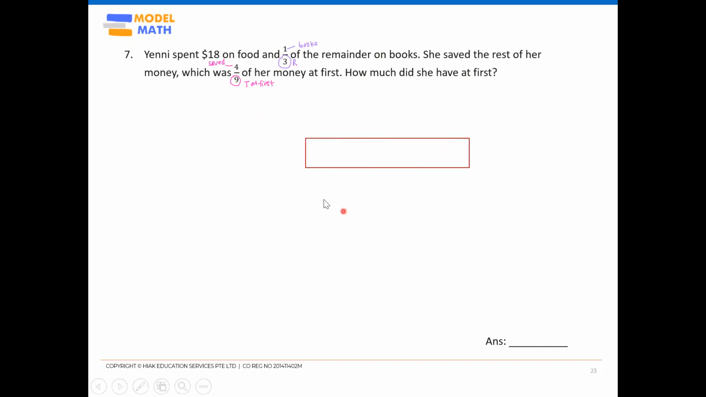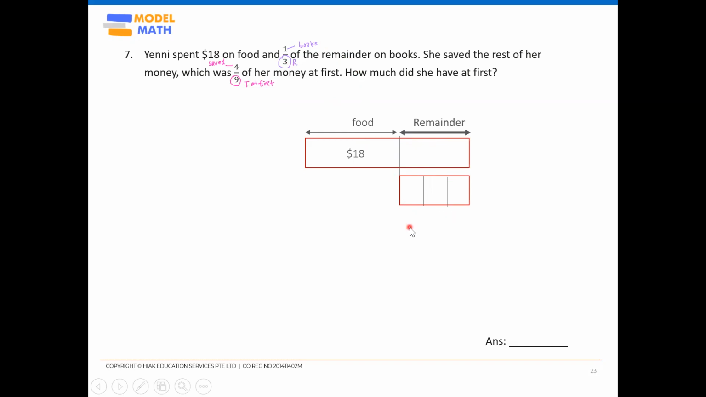So this is our total at first. Now, she spent $18 on food, so park $18 aside first. And she spent 1/3 of the remainder, so please identify the remainder first. The remainder will be this portion. We can proceed to redraw the remainder down, and this time we can cut the remainder into 3 equal parts based on our fraction here.